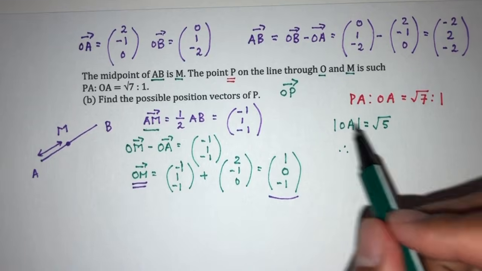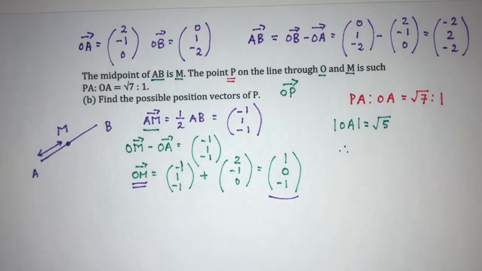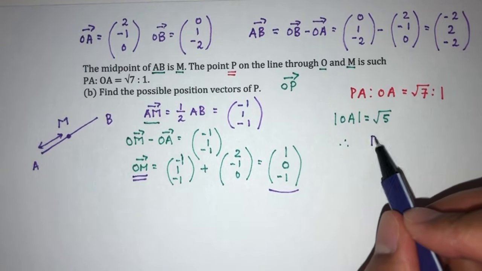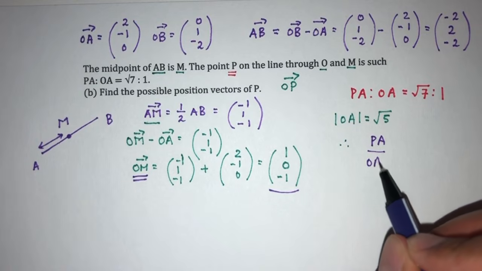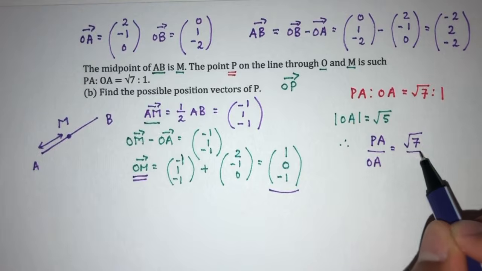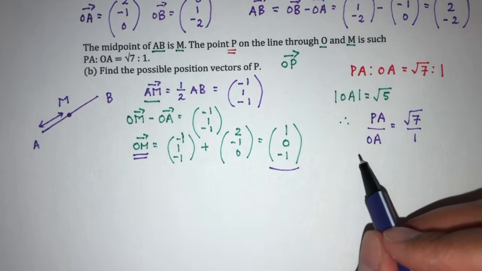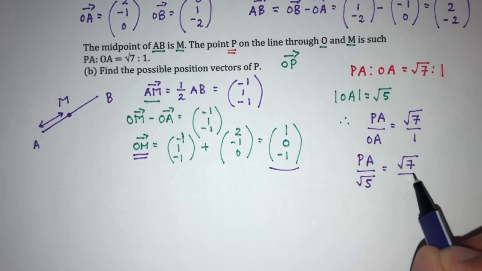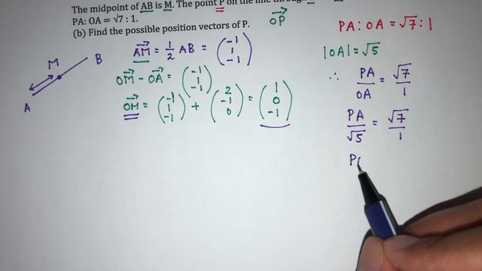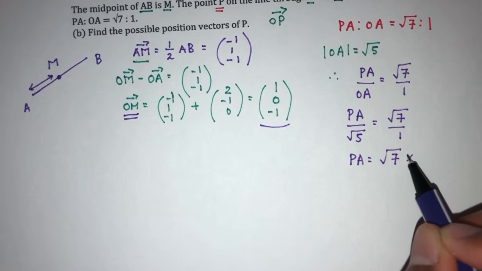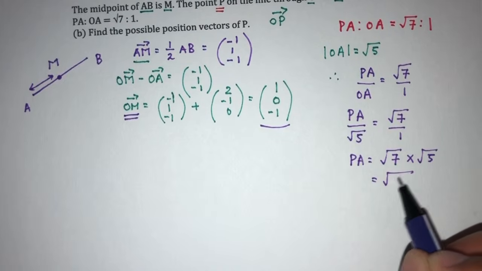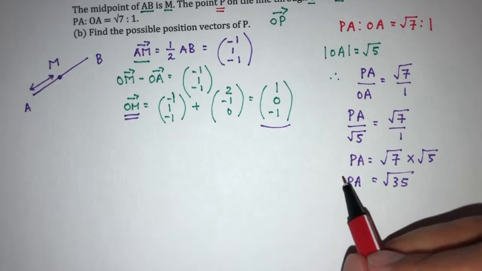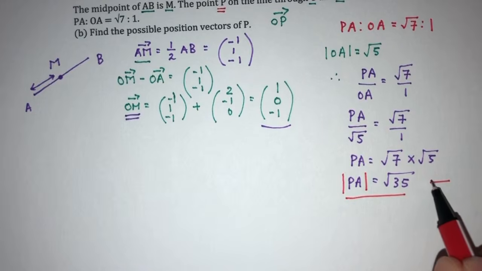So let me explain how we can find the length of PA. Here the ratio of PA to OA is root 7 to 1. Now we know the length of OA is root 5. So PA over root 5 is equal to root 7 over 1, which means we can cross multiply. PA will be root 7 times root 5, which is simply root 35. So the length of PA, which is the magnitude of PA, is given to you. We have to find a way to use this.